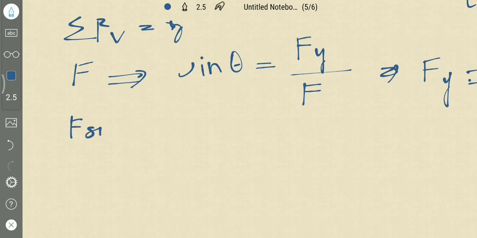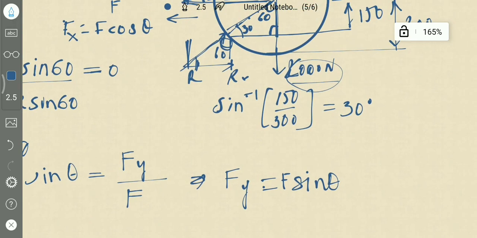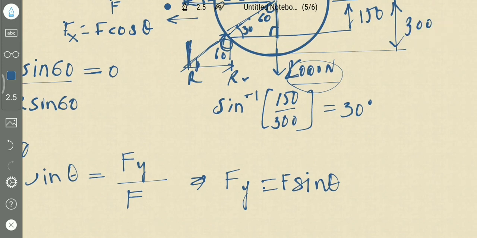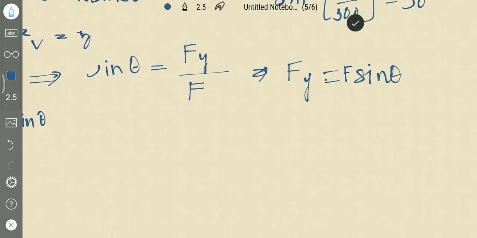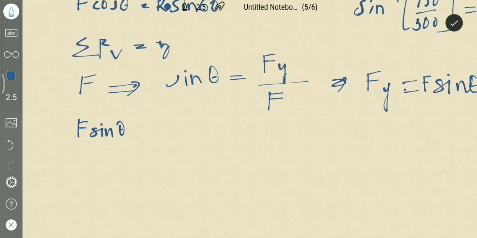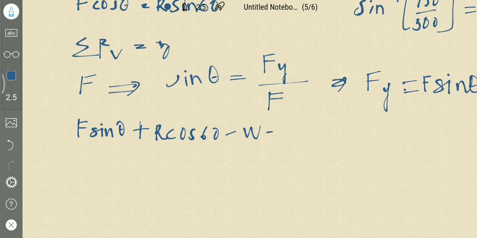F sin theta is the vertical component of force F, and reaction R. If you consider this, this is also the vertical component of reaction R. If you consider this angle, this will be in terms of cos, plus considering 60 degrees, R cos 60 minus W is equal to 0.